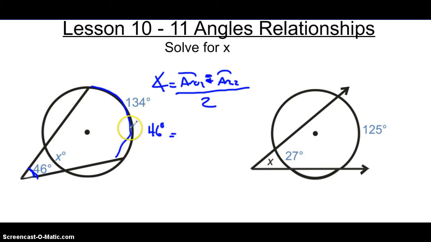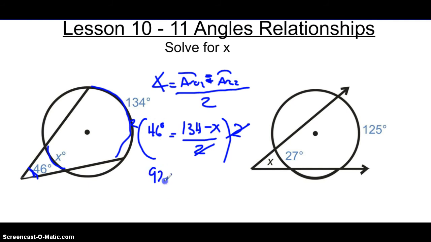So our angle, that's this angle right here, is 46 degrees, all right? Our arc 1, which is the bigger one, is 134 degrees. And our smaller arc over here is x. So minus x over 2. How do we get rid of that 2? That's right, we multiply both sides by 2. These cancel each other out. We just have to do 2 times 46, which is 92, equals 134 minus x.